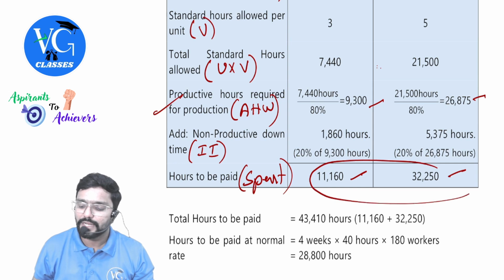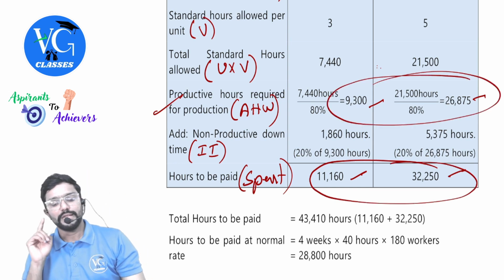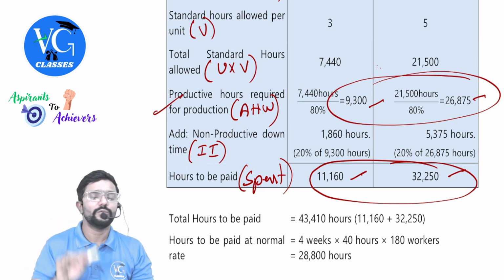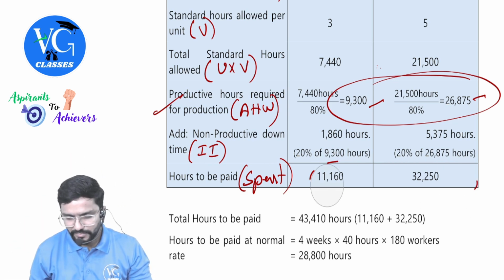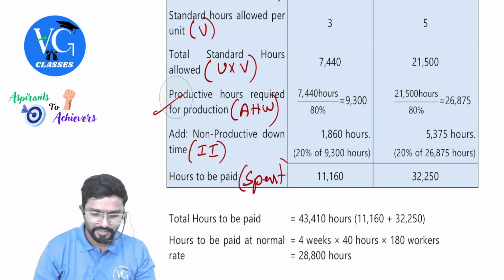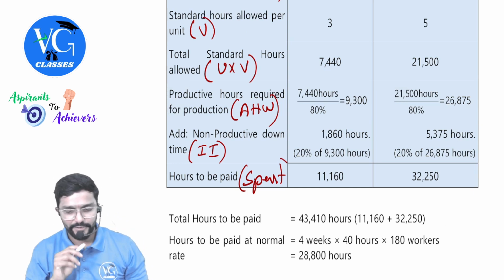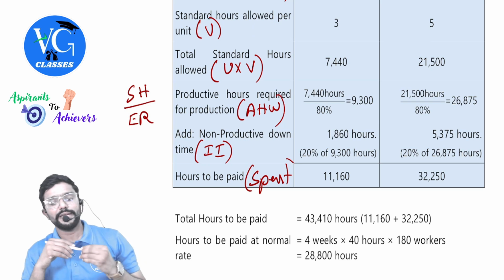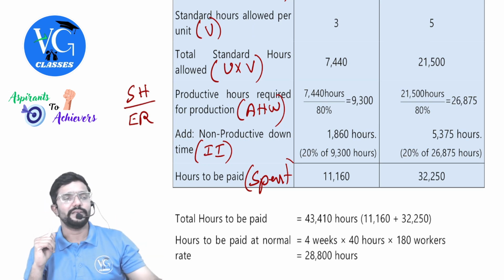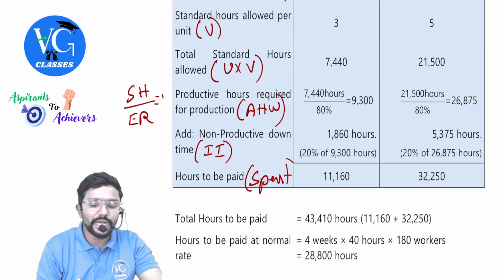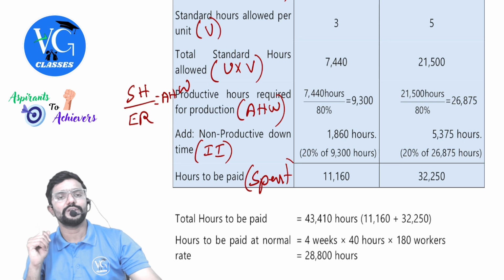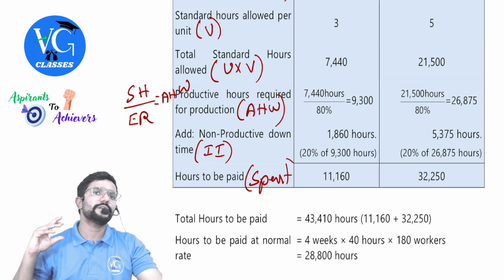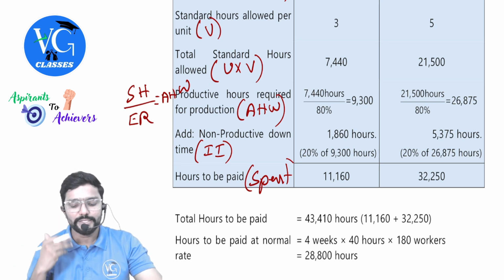Guys, come on, you tell me. Payment will be made for this hours or this hours? Spent. That is 11,160 and 32,250. If you want, you can also show here standard hours divided by efficiency ratio. That is what we have done. What do we get, sir? Actual hours worked, guys. For that, if you add that unproductive time, you will get total hours spent or total hours paid.